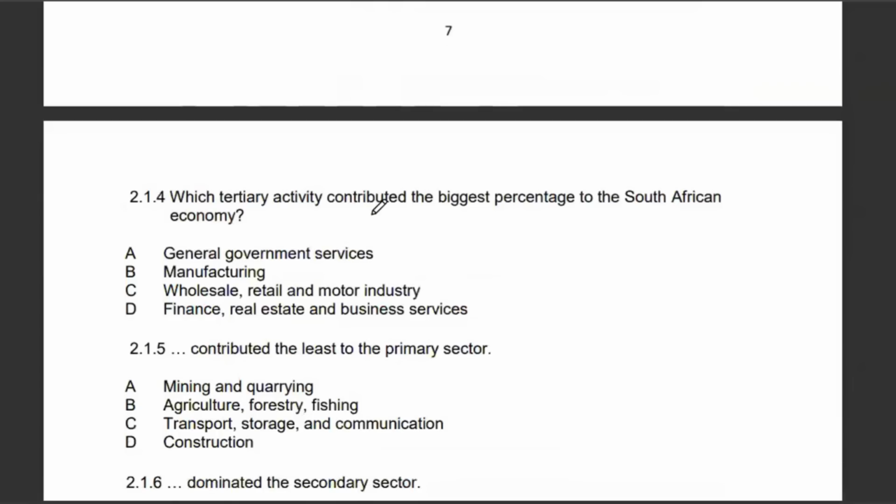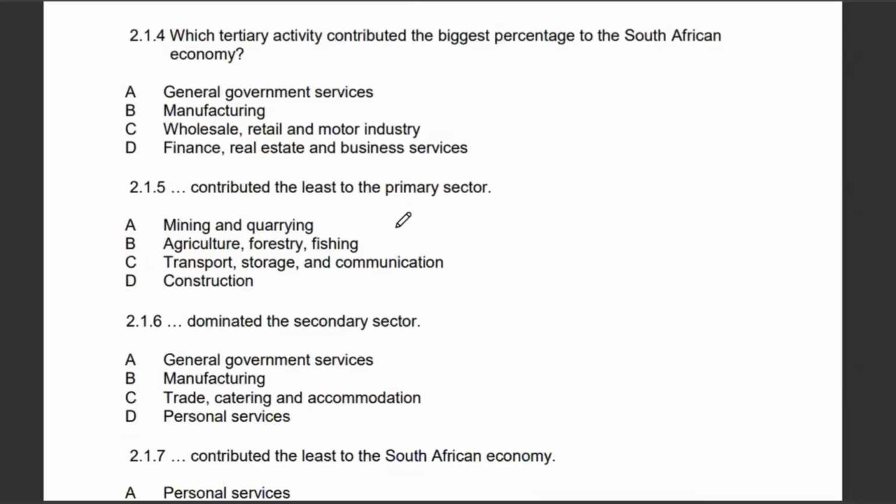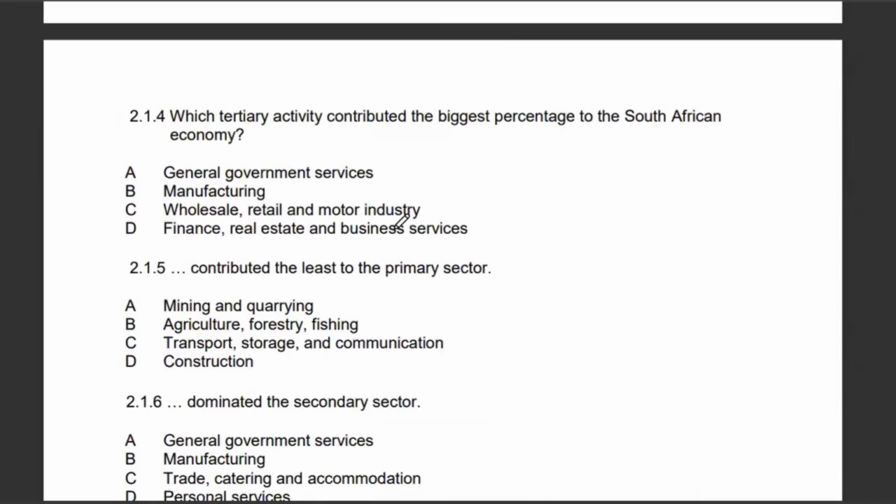Moving on to the next question. Which tertiary activity contributed the biggest percentage to the South African economy? Which tertiary activity? We must check on the activities there and try to establish the tertiary activity which contributed the highest towards the economy of South Africa.